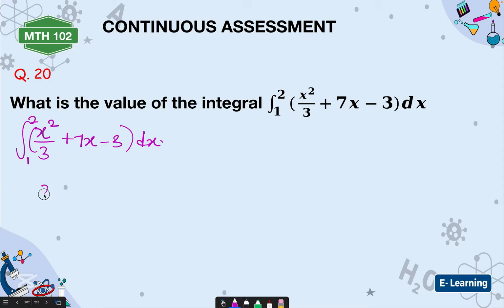So if you integrate this one, it will give us x to the power of 3. Then use this 3 to multiply what you have under here to give us 9. This one will give us what? 7x squared divided by 2, minus 3x. Then you have 2 and 1. All right?